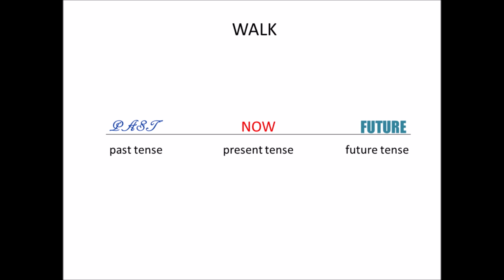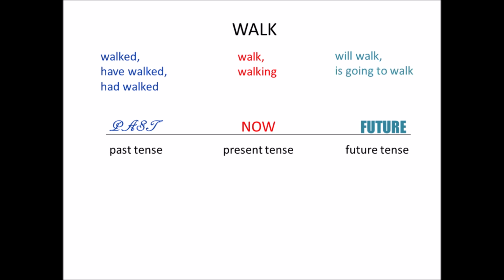So in English, for instance, the verb walk can be expressed in the present tense, walk or walking, in the past tense, walked, have walked, or had walked, or in the future tense, will walk or is going to walk. English is actually pretty complex for tenses. You have to be very precise about the time frame to get it right.